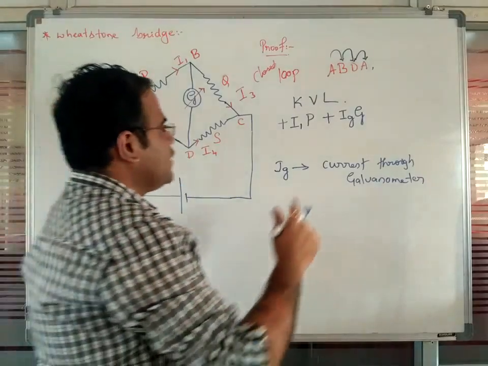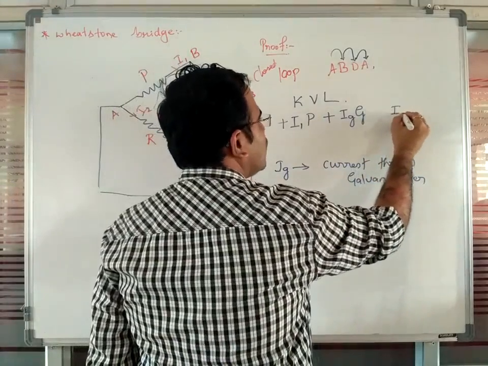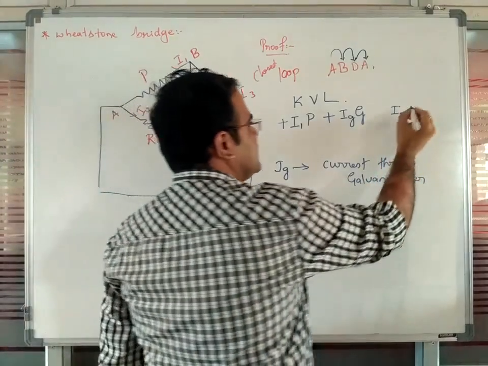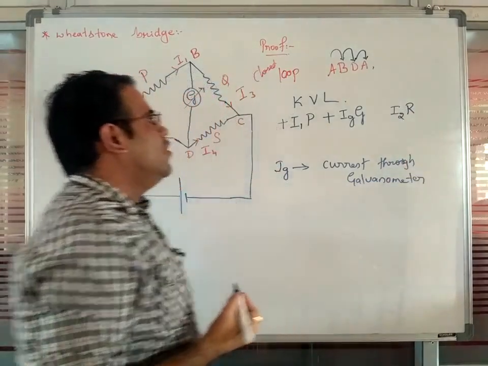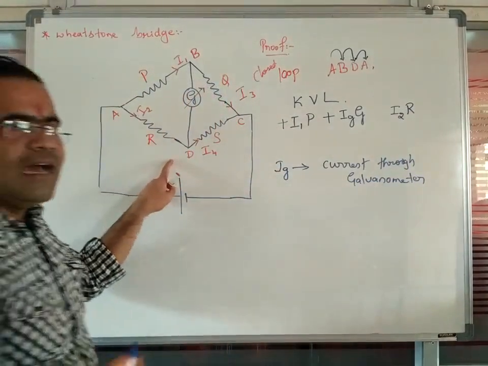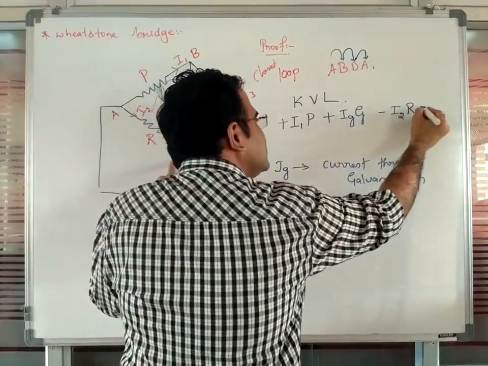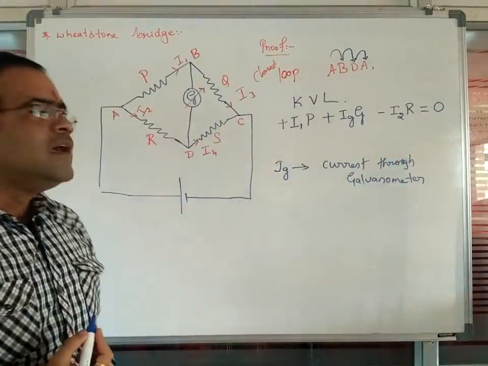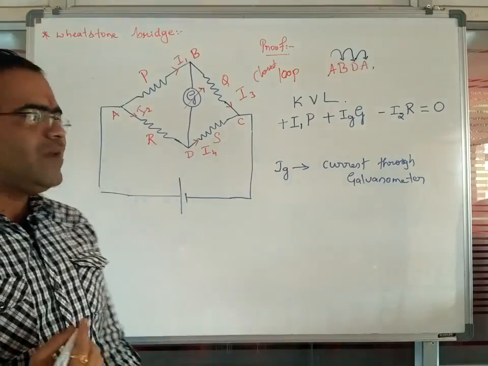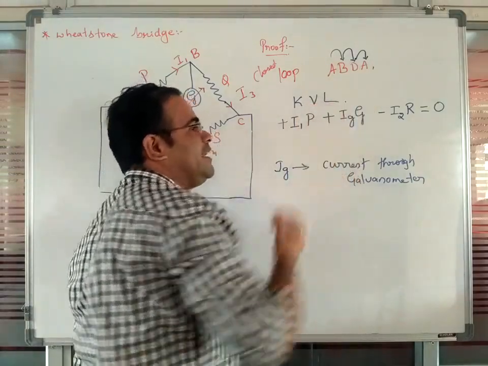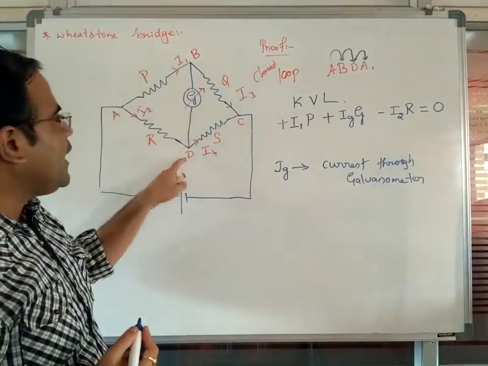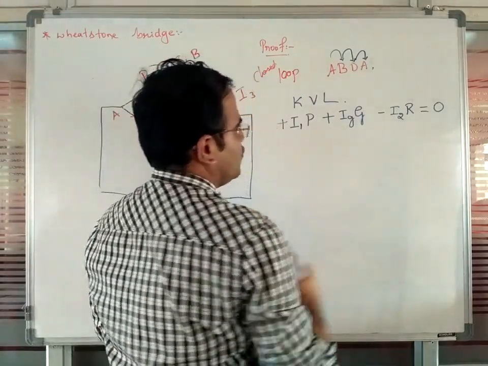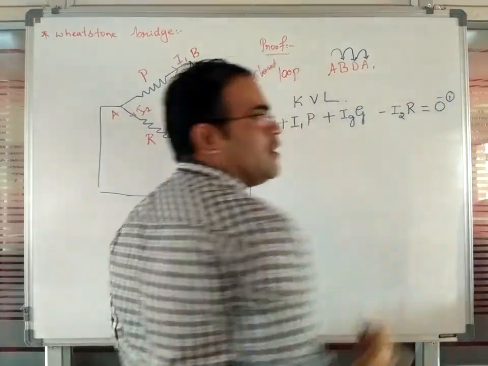So that's the reason we will consider I2 as the amount of electric current flowing here, and this has a resistor value of R. So this term will be taken as negative. And the algebraic sum of potential differences is always 0. So these are the conditions when we apply Kirchhoff's voltage law to the closed loop ABDA. Consider this as equation number 1.